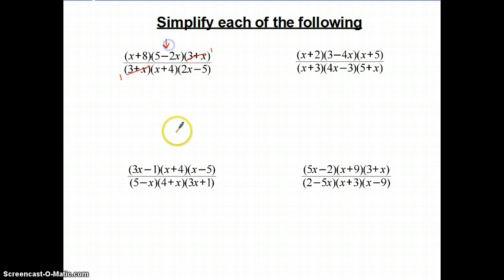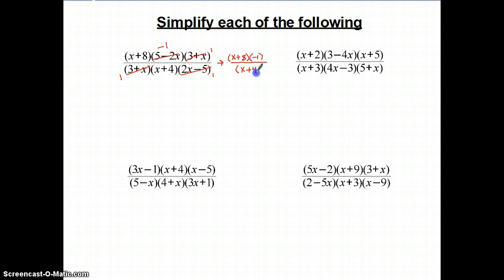In the middle, I have positive 5 minus 2x, and on the bottom, on the right, I see positive 2x minus 5. So these two cancel each other out and become a negative 1. Only one of the two becomes a negative 1, the other becomes a positive, if that helps you to multiply things out. Now on the top, I have an x plus 8 times negative 1 times 1, or simply times negative 1. And in the denominator, I have 1 times x plus 4 times 1, or that's simply x plus 4.